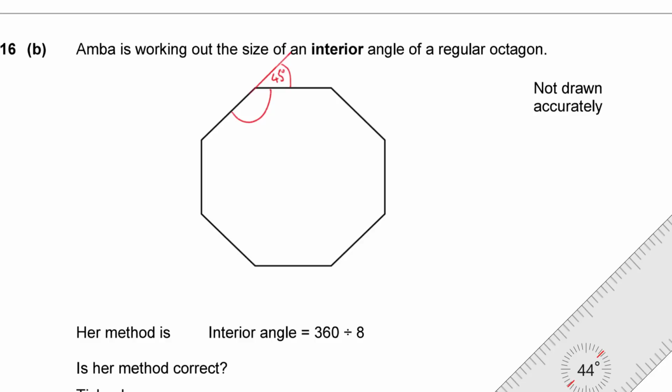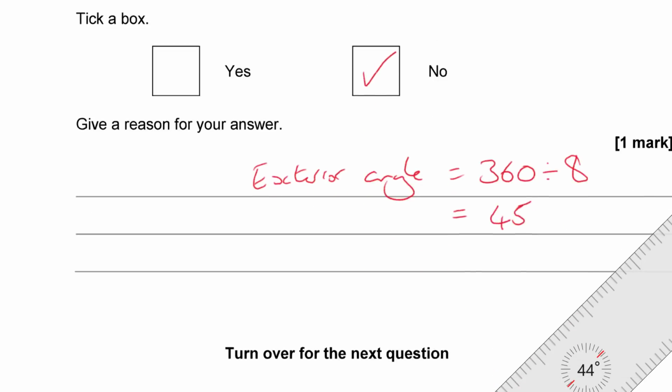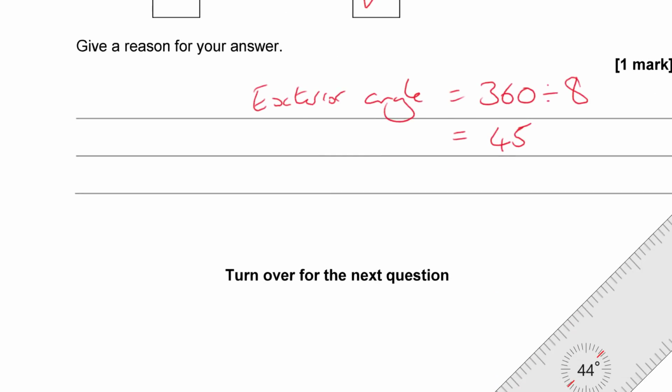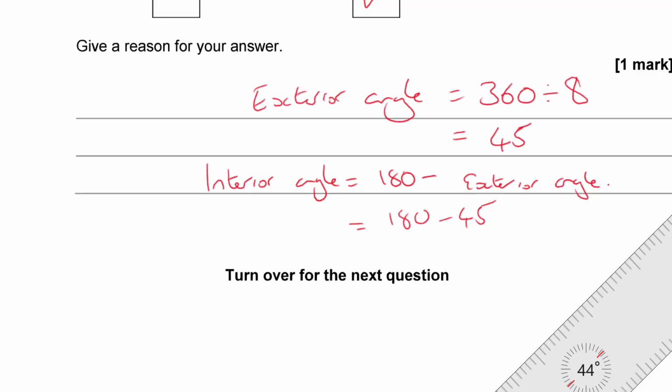So the interior angle then is going to be 180 degrees, subtract the exterior angle. So my interior angle is going to be 180, subtract my exterior angle. So that's 180 minus 45, which is 135 degrees.